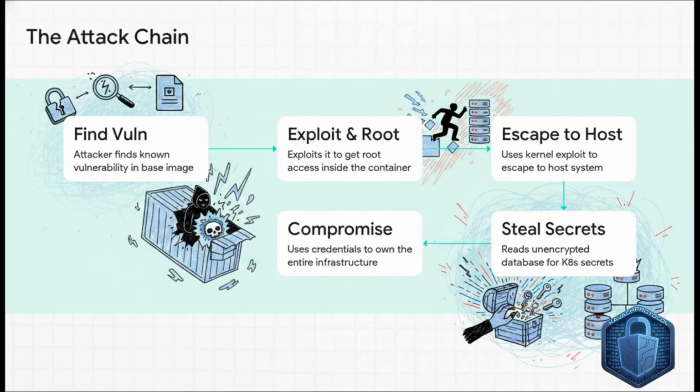Let's look at how a malicious actor actually chains these exact 5 vulnerabilities together in practice. It's like a devastating domino effect. Step 1, the attacker finds a known vulnerability in an outdated base image you're running. Step 2, they exploit it to get code execution. And because you left the default settings, boom, they immediately get root access inside the container. Step 3, using a kernel exploit, they escape the container entirely and land squarely on your host. Step 4, now that they're on the host, they read the unencrypted database to steal your Kubernetes secrets and API credentials. And step 5, they use those credentials to compromise your entire infrastructure.